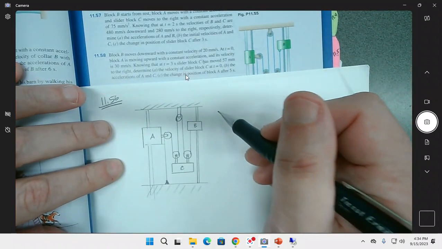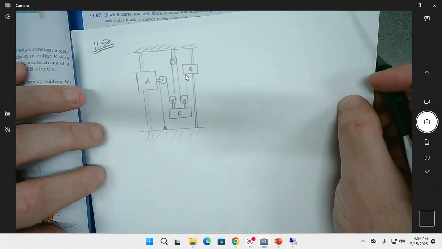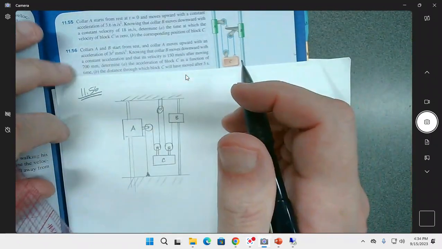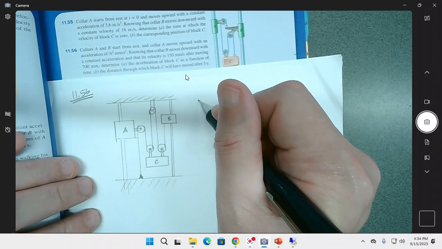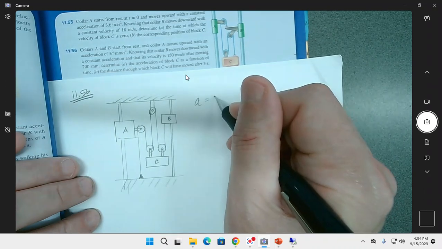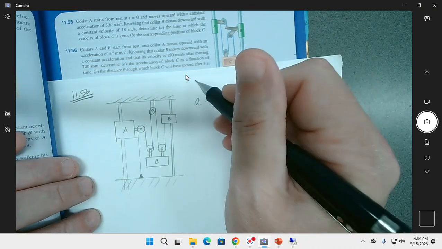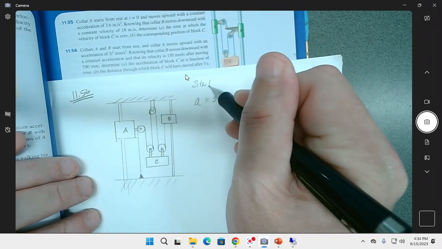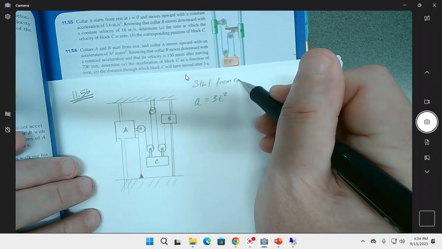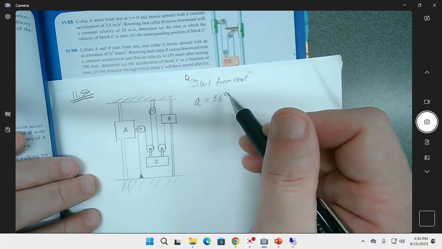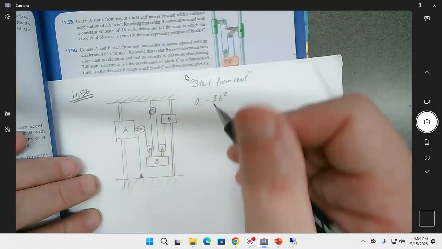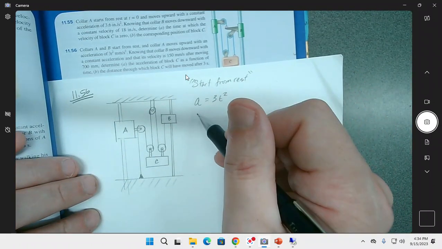Okay, anyway, let's see the given here in 1156. It's a function of time. A and B start from rest. Collar A moves upward with an acceleration of 3t squared. I wonder what that noise was. Oh, I know, I'm still connected to my computer back in my office. It dings when I get a message.